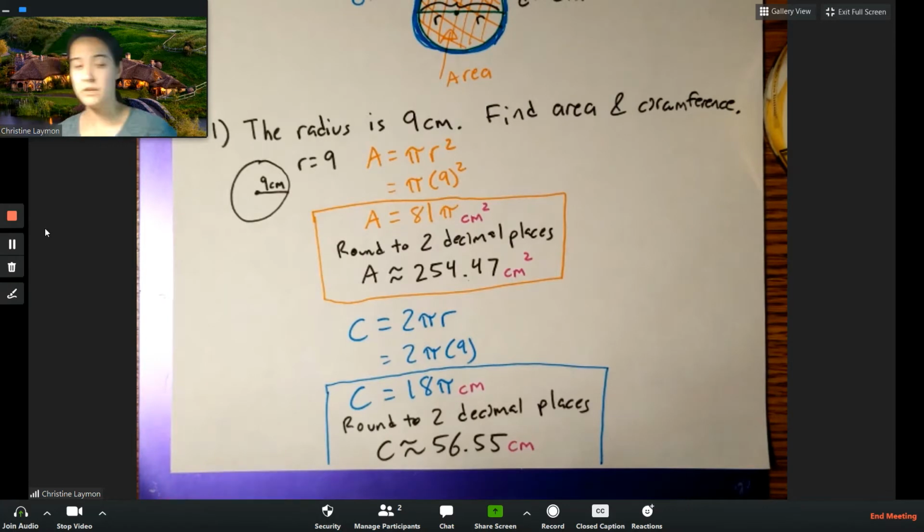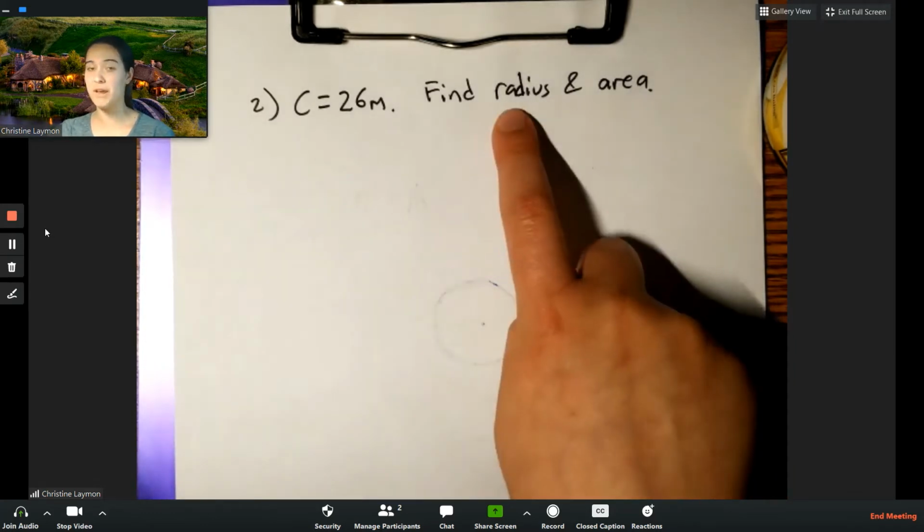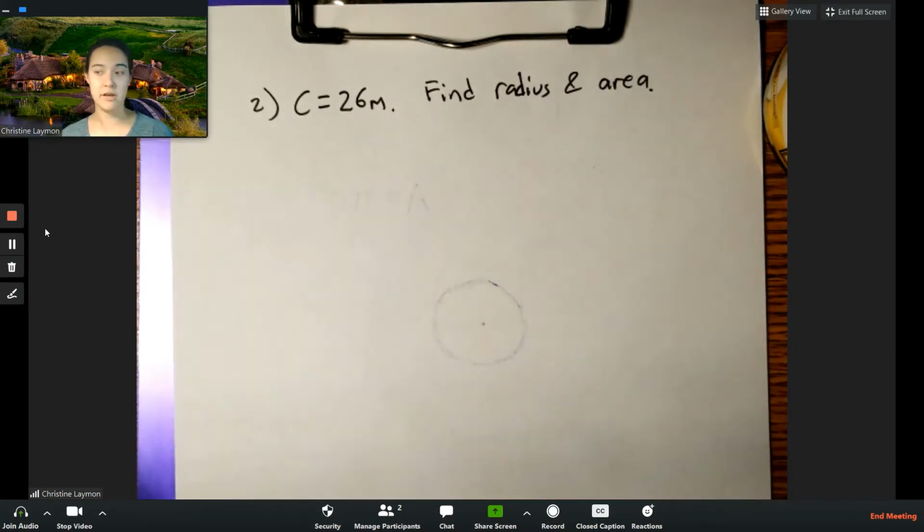Okay, that's one example of area and circumference. Let me go ahead and put up another example. In this question, we're told that the circumference is 26 meters. Based on that information, let's backtrack to find the radius and then to find the area.